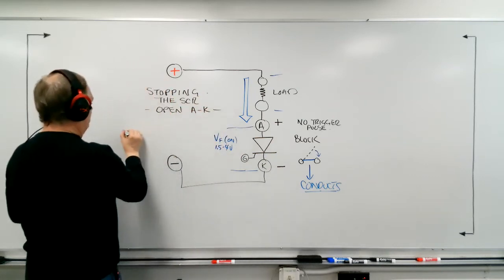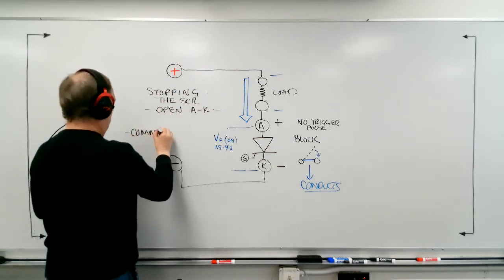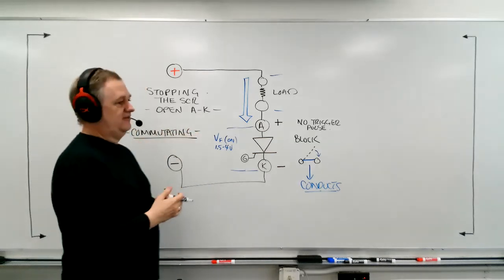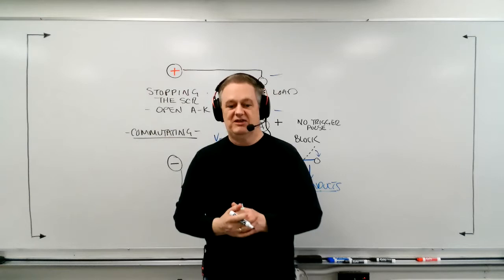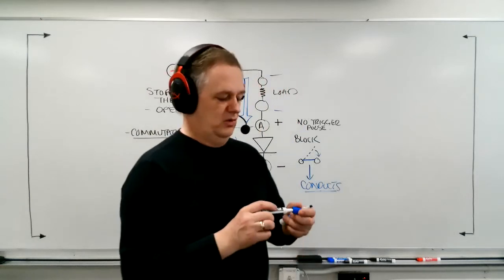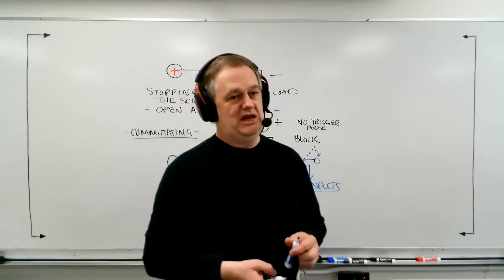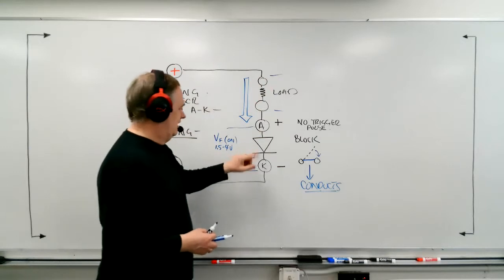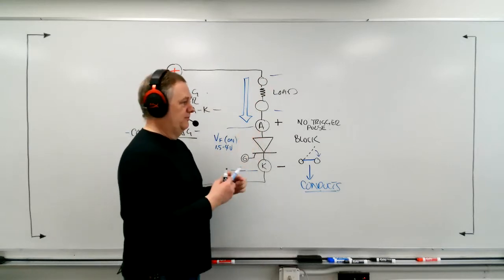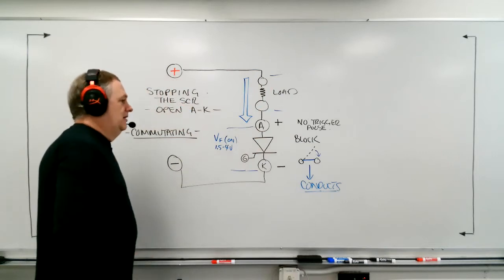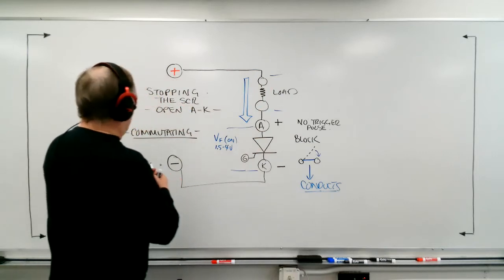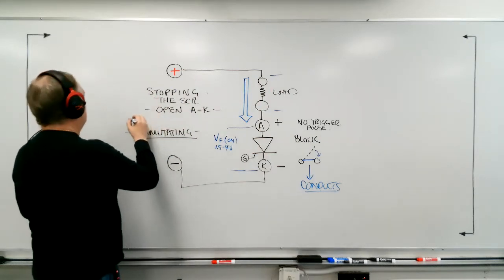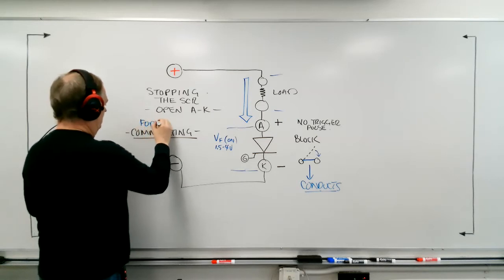And the term that we use for that is commutating. So we're commutating the SCR, and that's actually stopping the SCR. Very similar word to a word from DC machines, but slightly different meaning here. So here, commutating in an SCR means stopping it and getting this contact to open up. Now, in a DC circuit, there's really only one way to do that, and it's called forced commutation.